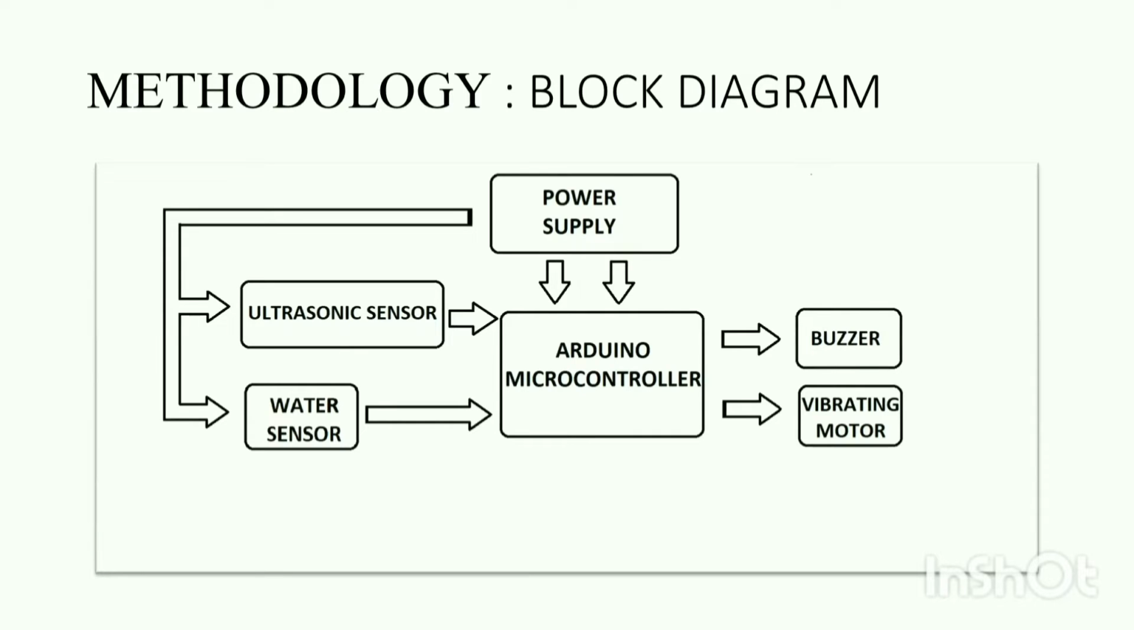Priyanka here, I am going to explain the block diagram. This block diagram mainly consists of a power supply, Arduino microcontroller, ultrasonic sensor, water sensor, buzzer, and vibrating motor. And now coming to the block diagram description. First one is the power supply.